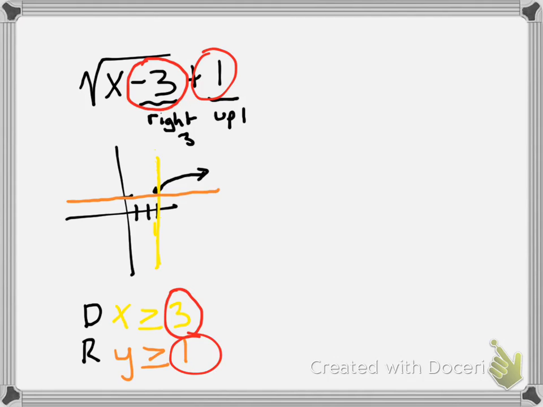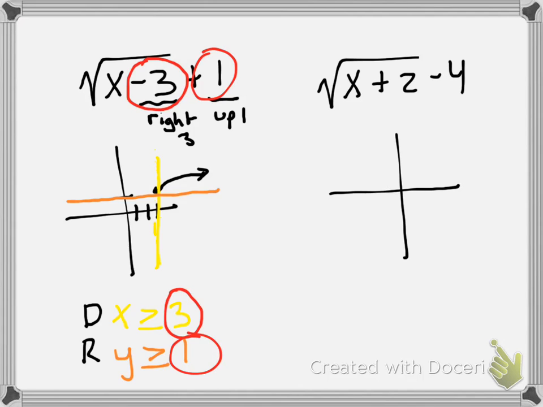Alright, so I'm going to pick another example. I'm going to leave that one on the screen. Let's say I have the square root of x plus 2. Again, I don't know why I keep making these so long. And let's say minus 4. Well, again, on the xy coordinate plane, this plus 2 means that I'm going to have to go to the left 2. And this one means that I'm going to have to go down 4. So I have to go to the left 2, and I have to go down 4.